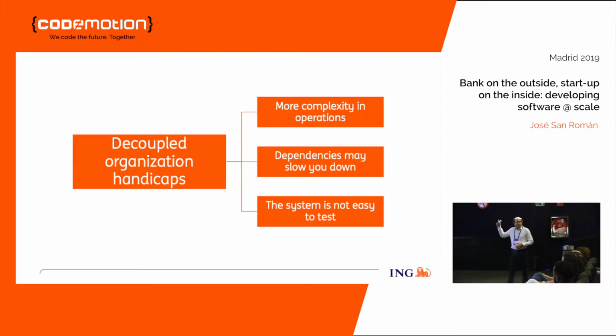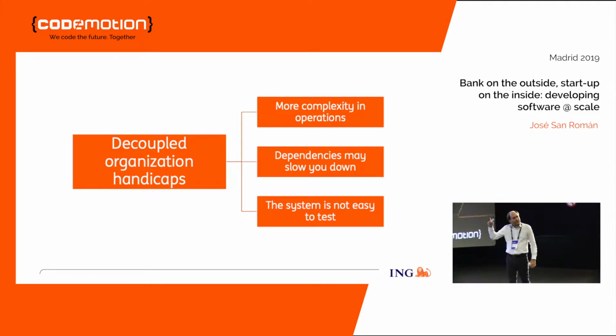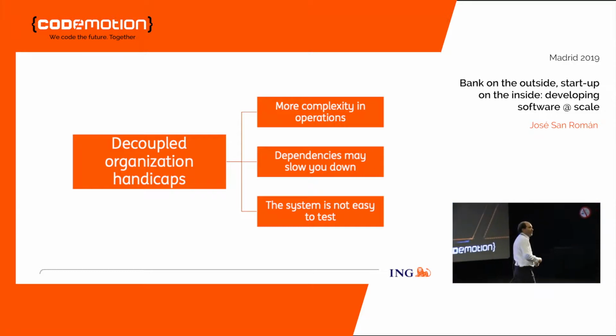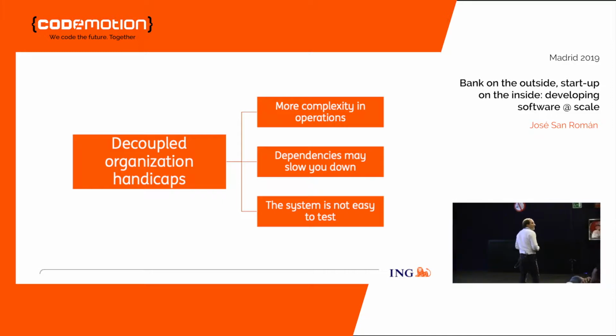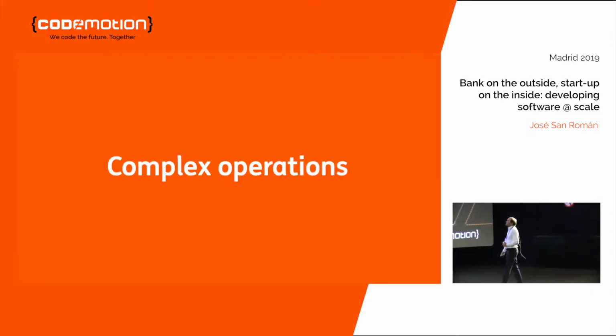I would like to deep dive in all these handicaps, but I have no time, so I will give recipes to the first and the second one. I will deep dive on the third one because I'm a fan of operational excellence and quality assurance. Probably I will prepare another talk with the other ones for their code motions. Let's talk about the recipes of the complex operations.